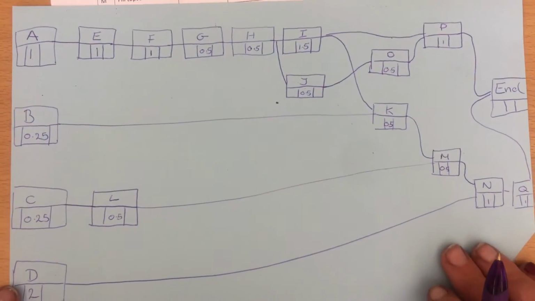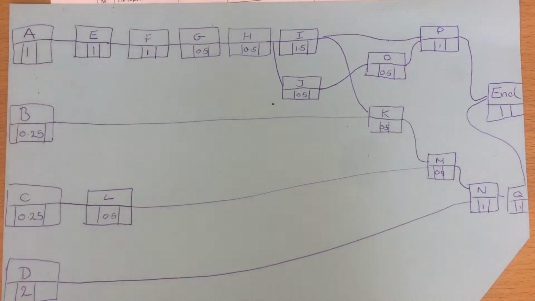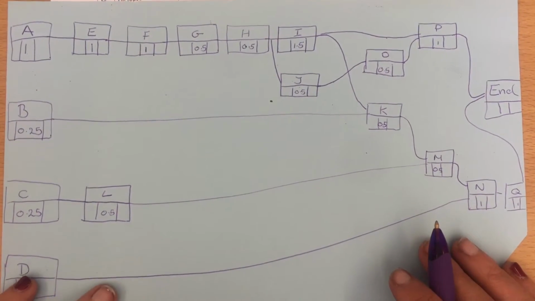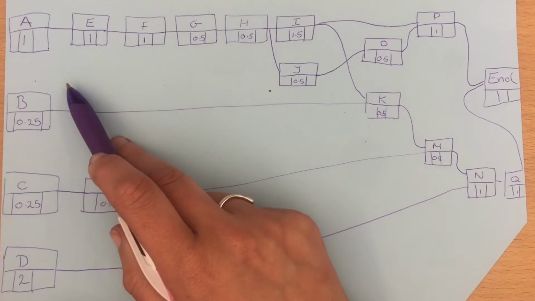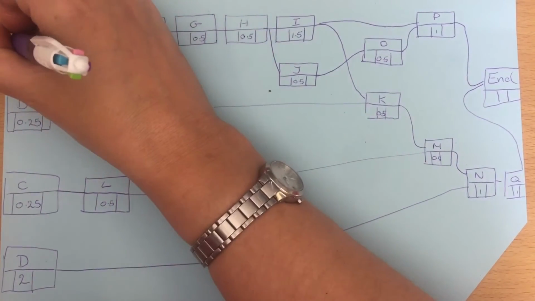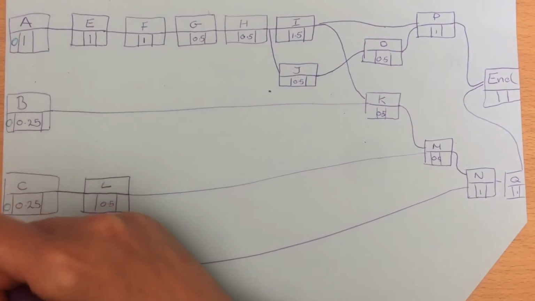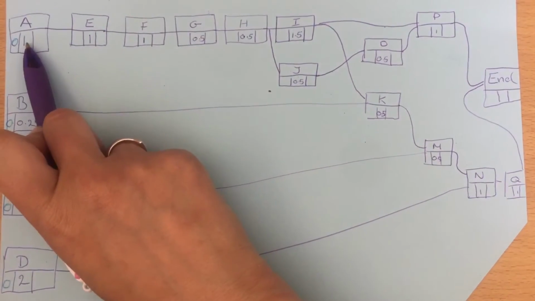Okay, so that is pretty much everything. So going forwards, earliest start times. There is nothing before A. So because there's nothing before A, we can put a 0 in here, nothing before B, nothing before C, and nothing before D. E has to wait for A.